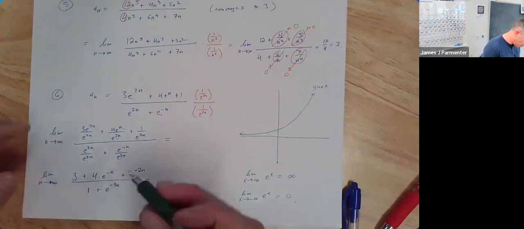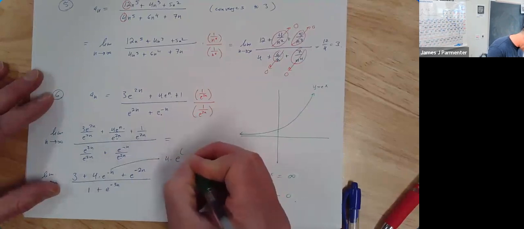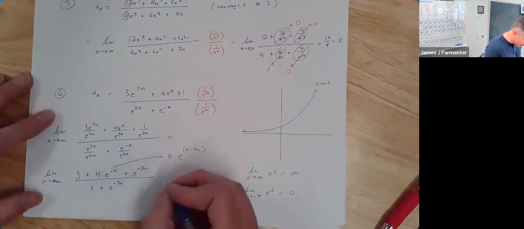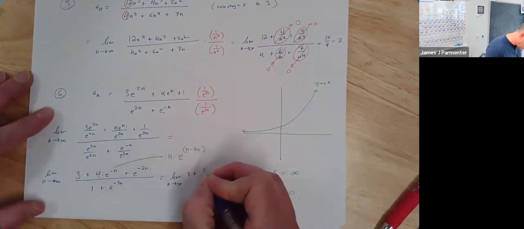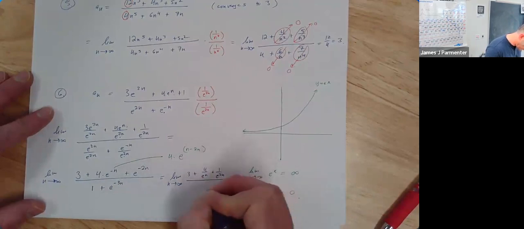Because what we're getting here is 4 times e to the n minus 2n. And 1n minus 2n is negative 1n. You can do it like this. I really like to write it like this, though. I would rather write this as the limit as n goes to infinity of 3 plus 4 over e to the n plus 1 over e to the 2n over 1 plus 1 over e to the 3n.